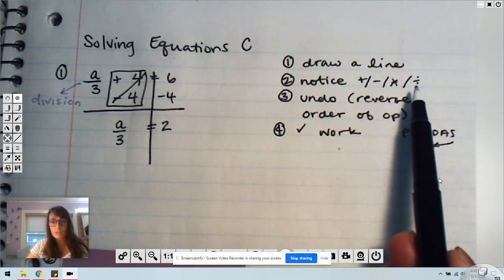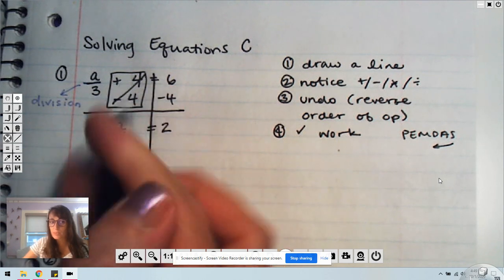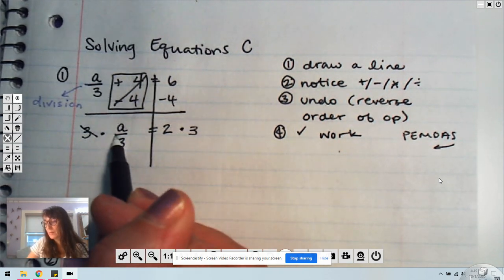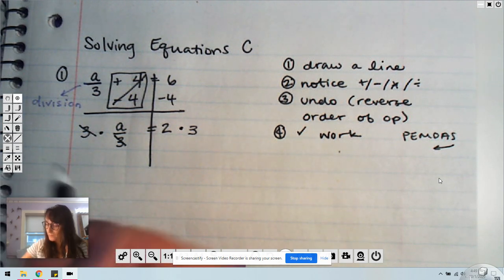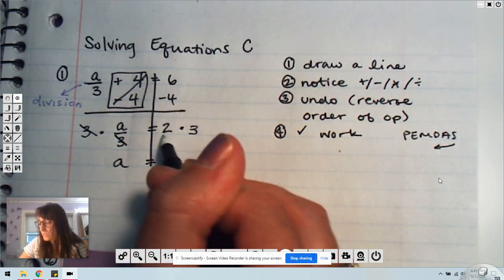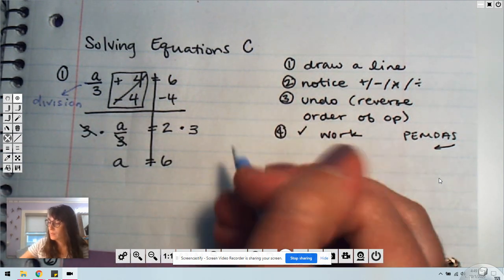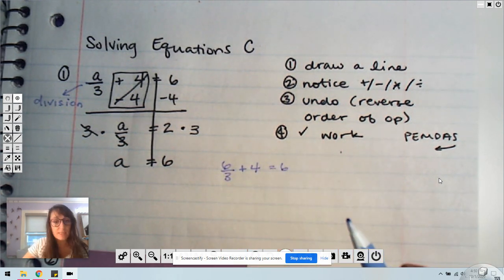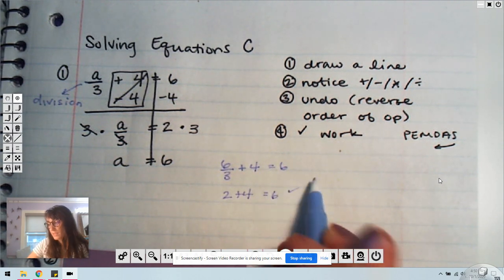To undo division, that means now I need to multiply. So I'm going to multiply both sides of my equation by 3. Multiplying by 3 and dividing by 3 are inverse operations. They undo each other. So I'm just left with 1A. A is equal to 2 times 3, which is 6. Now I can substitute that back in to double check my work. So I'm going to do 6 divided by 3 plus 4. And my answer is supposed to be 6. Let's see if it works. 6 divided by 3 is 2. 2 plus 4 sure is 6. We got the right answer.